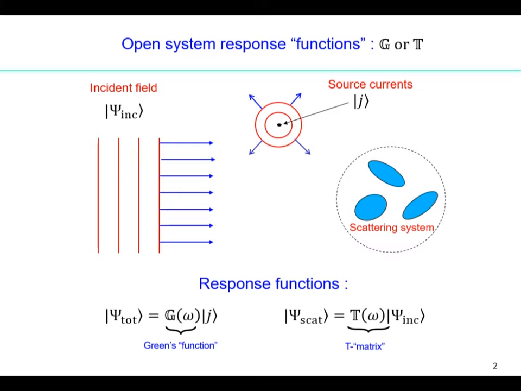A response function is actually an operator that acts on arbitrary source currents or fields to generate the fields produced in response to these source excitations. Depending on the context, the response functions are constructed to produce either the total observed field or the scattered fields, and the respective response functions are frequently called Green's functions or T matrices.